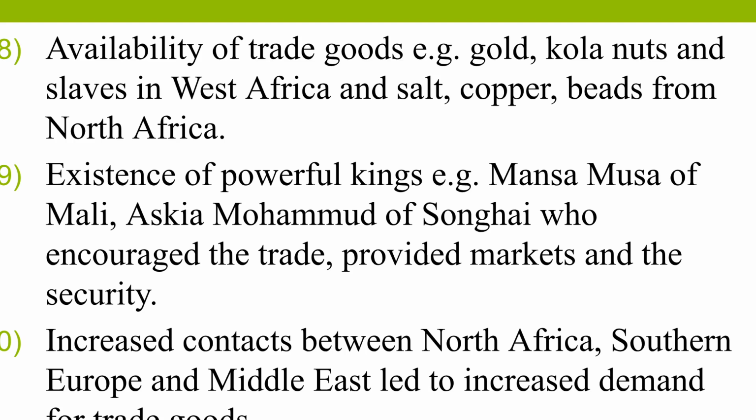Availability of diverse goods, like gold and slaves from West Africa, and salt and copper from North Africa, was key. Powerful kings, like Mansa Musa, encouraged the trade and provided security.